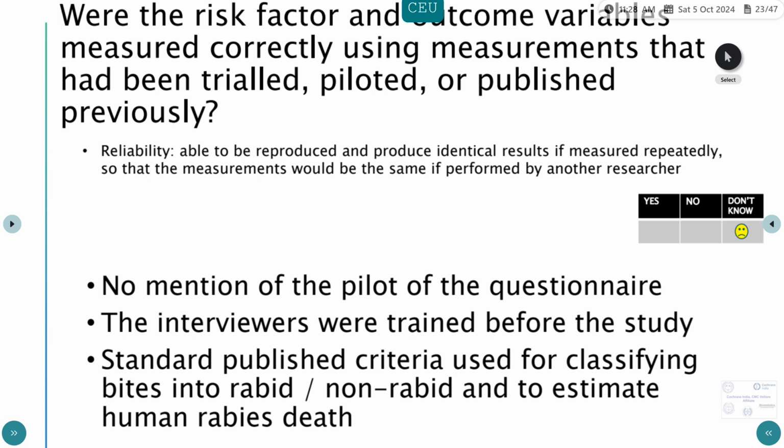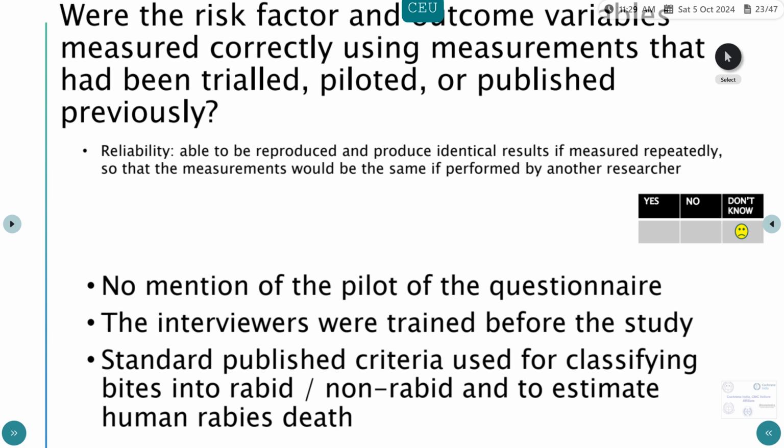Now, were the risk factor and outcome variables measured correctly using measurements that had been tried, piloted, and published previously? This is indicative of the reliability of the study. So, if different people repeat the measurements, or different people repeat the study, are they more likely to get similar results? That's what we are looking at through this question. What you want to know is whether the measurements that are used are standardized measurements, whether they have international units or not, and if they have used certain criteria, whether those criteria were validated earlier or not, and whether they have been already published or not.